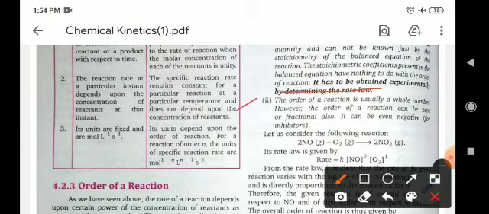Now the order of reaction is usually a whole number. Means order of reaction will always be a whole number. It never will be a fraction or zero.